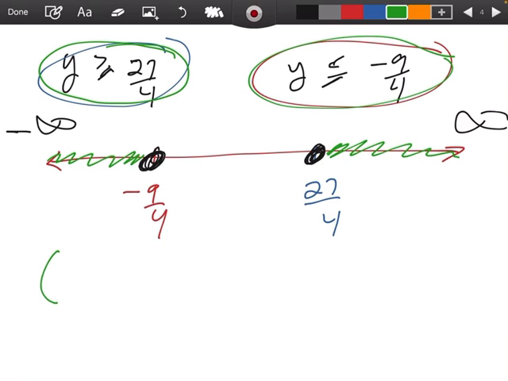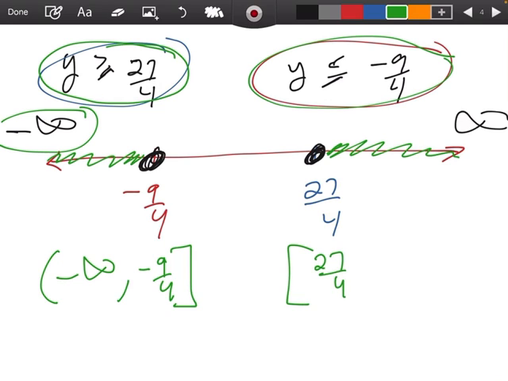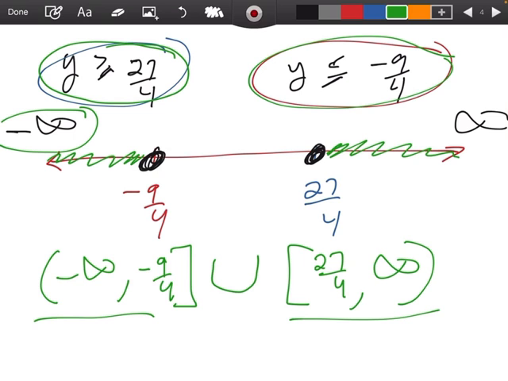And now when I write my answer in interval form, with the infinities, y'all, we always use a parenthesis. So negative infinity to negative 9 over 4. Since that circle is filled in, I'm going to use a bracket. Then we start up again at 27 over 4. We go all the way to infinity. Again, with the infinities, I always use a parenthesis. And since these two parts are separate, we have to put the union. All it means is we're going to do this piece and that piece together.